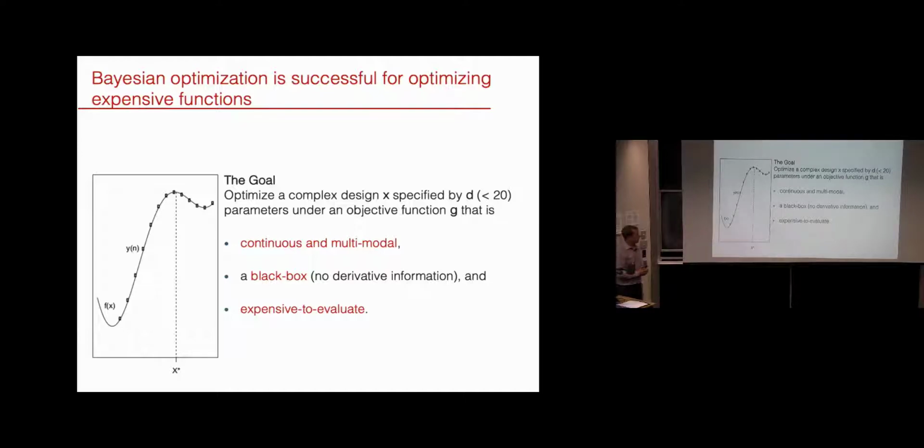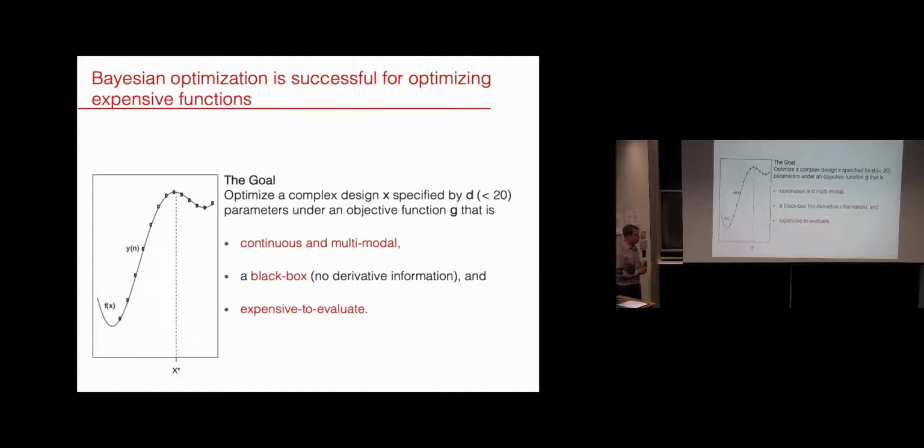What's the problem setting? The goal is we want to find an optimizer of an expensive black box function. So we're going to find a specification of a complex design X, which is specified by usually up to 20 parameters in Bayes opt. And this objective function G is continuous and multimodal, which means it's a smooth function, Lipschitz, has multiple local optima. We want to find a global optimum.